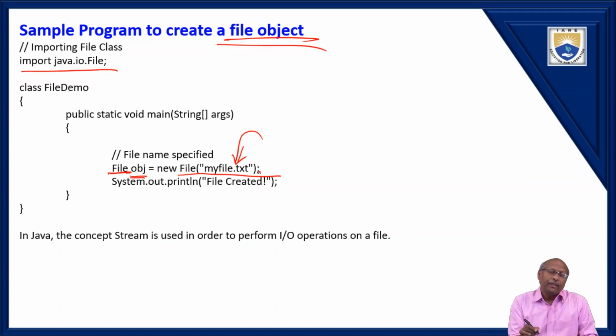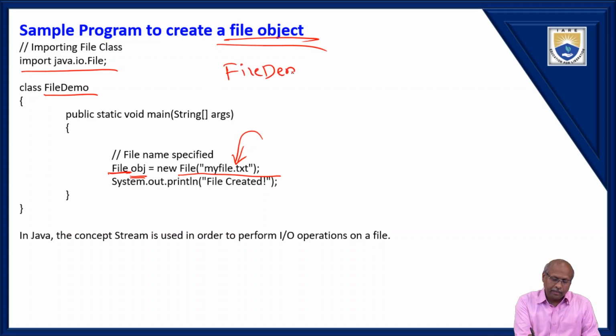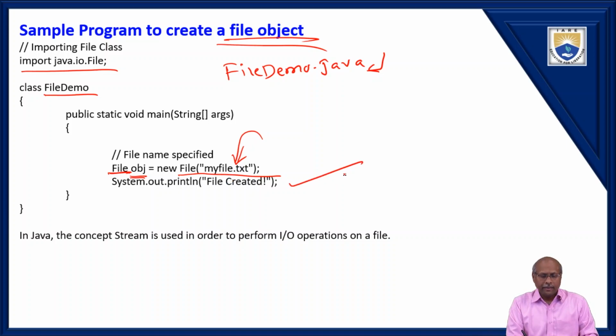This particular file will be created automatically in your system, in your current directory, wherever this file is there. The name of the file is what? FileDemo.java. Now this is available in a particular directory. In that directory, this myfile.txt will be created. So automatically file created message will be displayed.